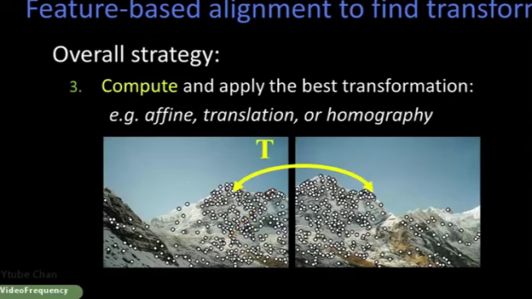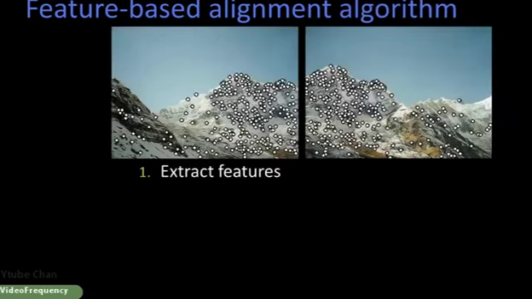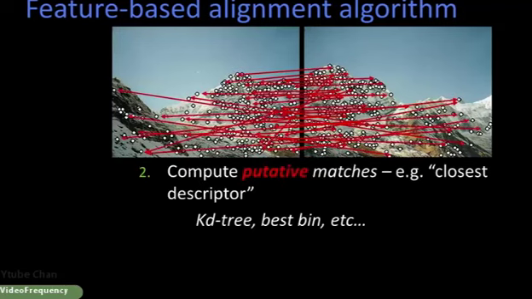Then we would have to compute a transform that aligns one image to the next. We talked about doing homographies or affine transforms, and then finally you would apply that transform. Great. So the algorithm follows this pretty carefully, but you'll see in a minute we're going to get to a point where there's a step that we don't actually know how to do. So the first is extract the features. Fine, we do that. Second is compute these putative matches.